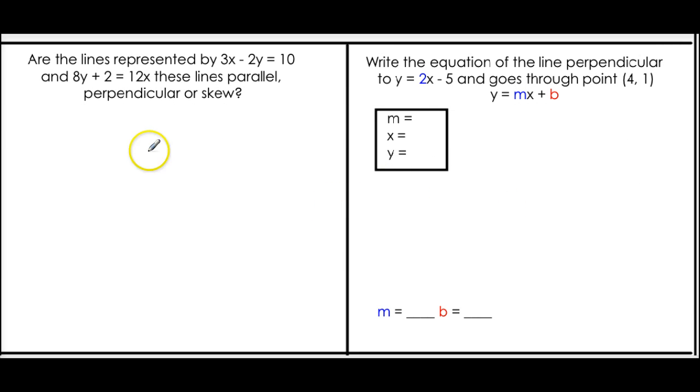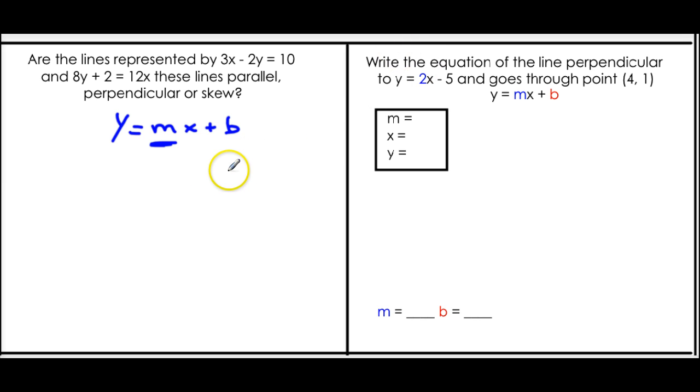A little more review. You have the lines represented by 3x minus 2y equals 10 and 8y plus 2 equals 12x. Are these lines parallel, perpendicular, or askew? You might remember, to figure this out, you must put these into y equals mx plus b form. Why do we do that? So we can find out what the slope is. When they're not in y equals mx plus b form, you cannot find the slope.